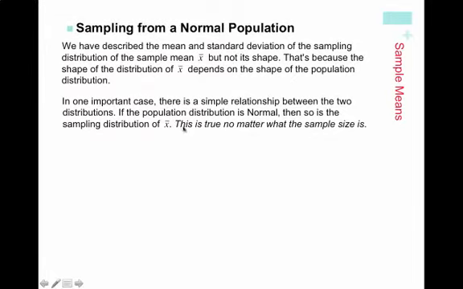There is one special relationship between population and sample. If the population distribution is normal, the sampling distribution will be also, no matter what size the sample is. It doesn't matter if we're taking samples of 2 and finding the mean. Our sampling distribution will be normal.